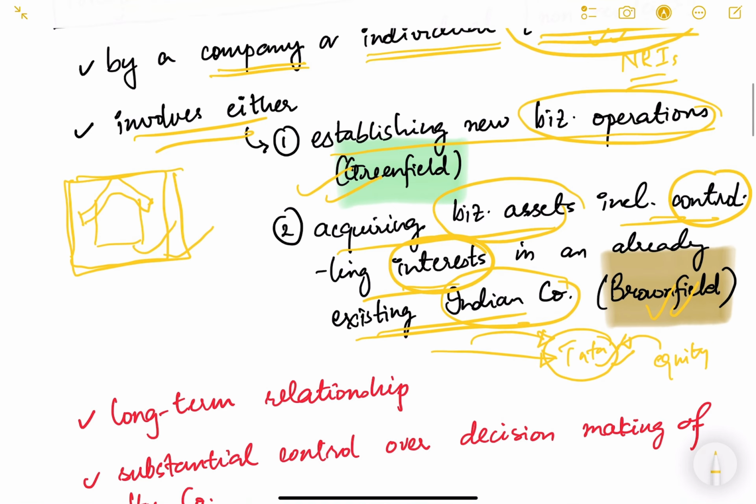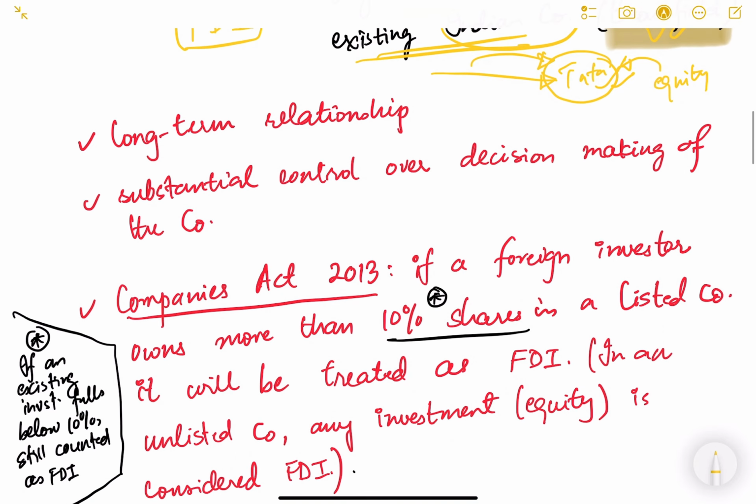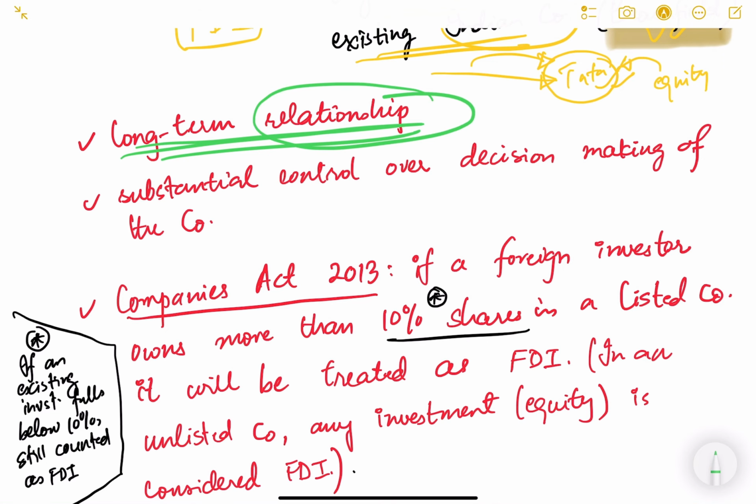So taking the control of management is very important for an investment to be called FDI. Please keep this in mind. Now, FDI establishes a long-term relationship between the non-residents and the residents. It is not for a short time. People invest through FDI and do not take their money out overnight. आज invest किया कल पैसा निकाल लिया, ऐसा नहीं होता है. So it is a long-term relationship.